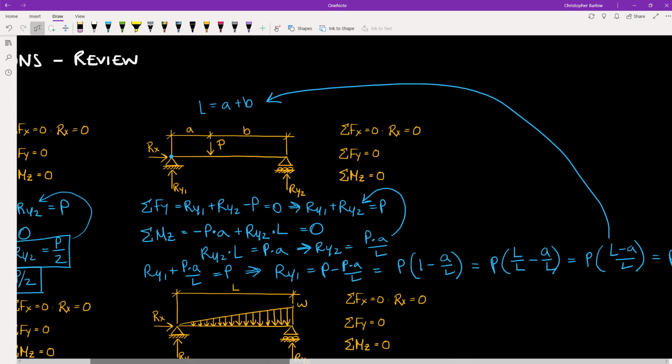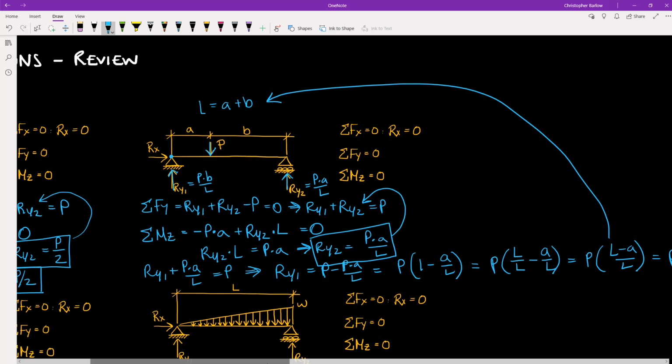And our Ry2 was P times A over L. So this is P times B over L, and this is P times A over L. Hopefully when you first looked at this, you set up the expectation that the support on the left here would be larger than the support on the right, because our applied force is closer to our support on the left. And so we can quickly check our equations based on that expectation.